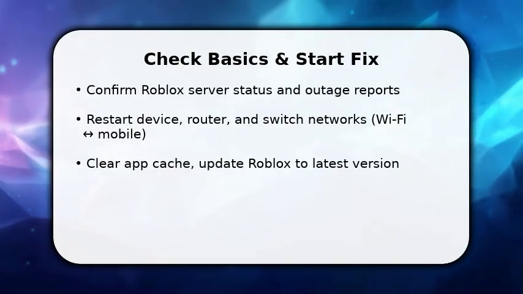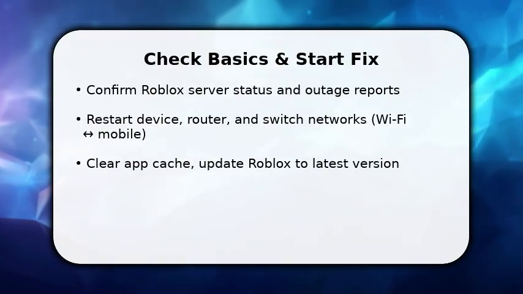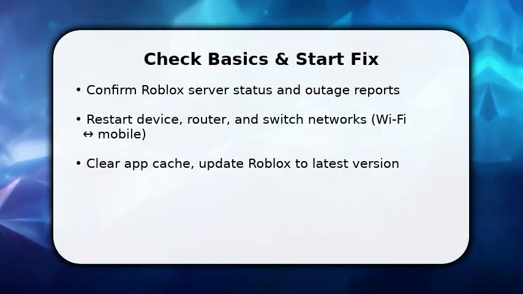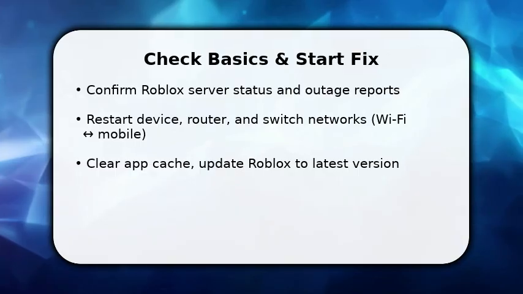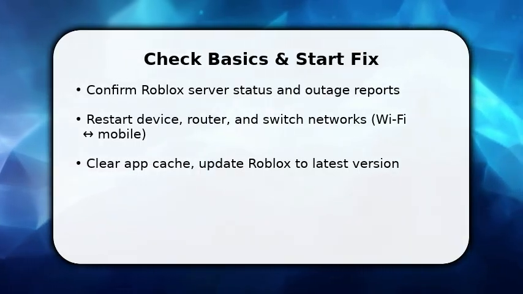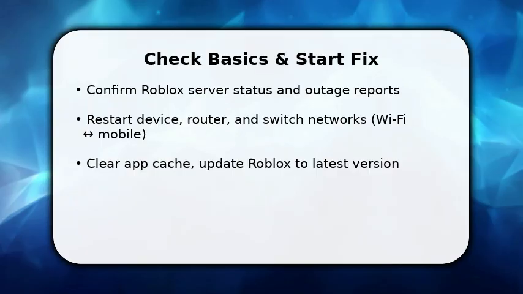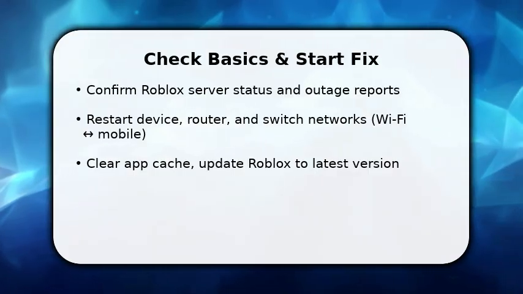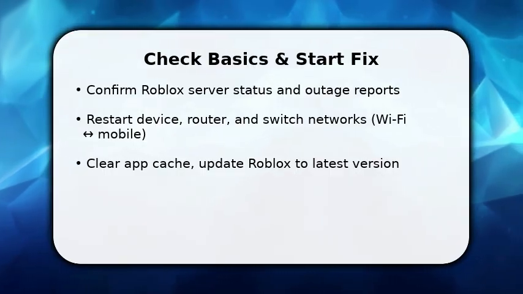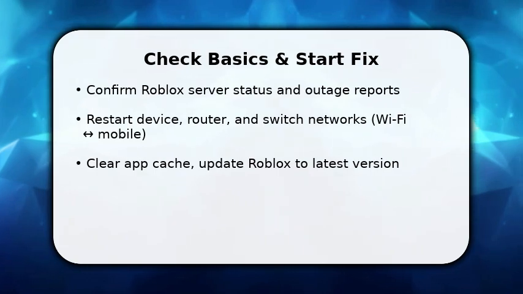You start by verifying external constraints. Check Roblox server status and any notices, because if servers are down, you can't fix client-side. Once done, reboot your device and router to clear transient network faults, then switch to mobile data to isolate Wi-Fi issues. Make sure the Roblox app is updated and clear its cache or reinstall if updates fail. These first actions remove the most common causes quickly, so you can focus on deeper network or account settings next.